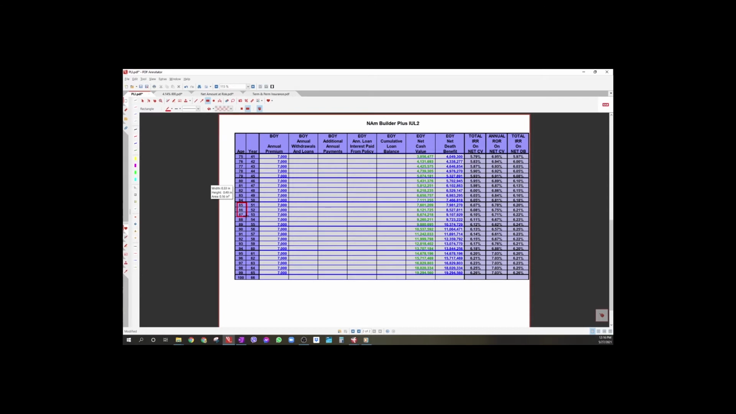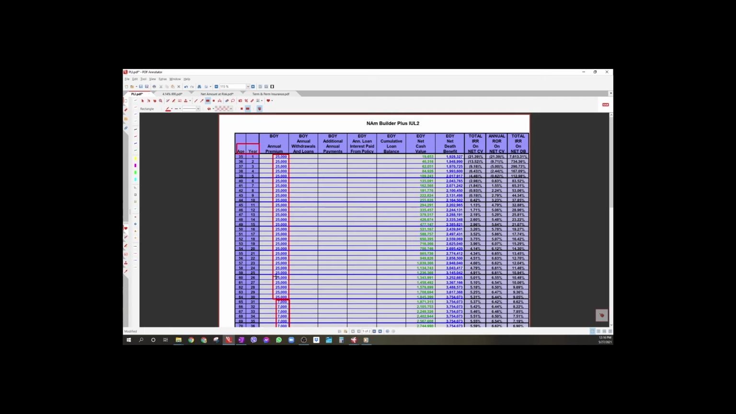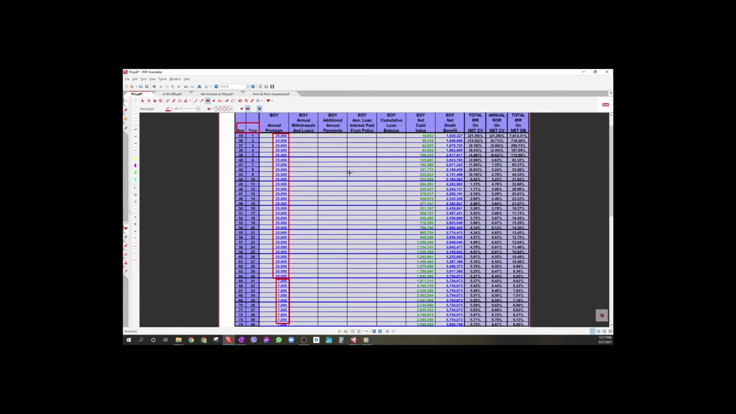So if we run this out to, say, age 85, we can see the 6.07% internal rate of return on the net cash value at age 85, and that is policy year 51. Or, for example, in policy year 20, the insured age is 54 and the internal rate of return is 4.14%.